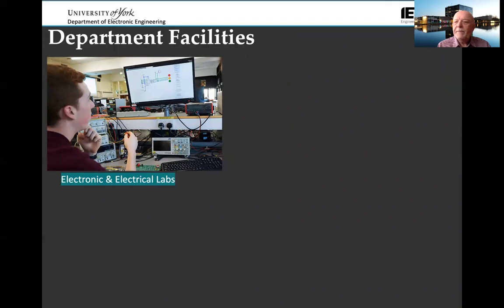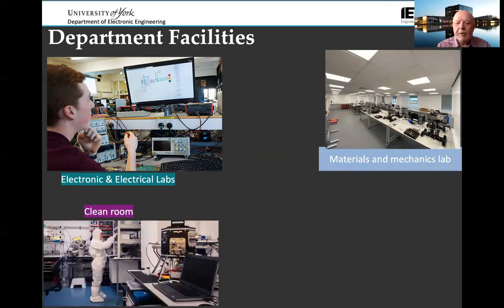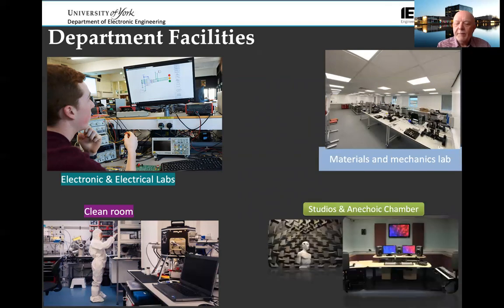So let me just talk a little bit about some of the facilities in the department. So as you might imagine, we have a standard kind of electronics and electrical engineering laboratories with standard test equipment that's shown here. We have a new facility which is related to engineering, and this shows our materials and mechanics lab that was opened this year. We have clean room facilities for doing integrated circuits and nanotechnology type activity. We have 2 or 3 studios and an anechoic chamber, which is mainly used from our audio and music technology side of things, but actually is bookable for other students in the department.